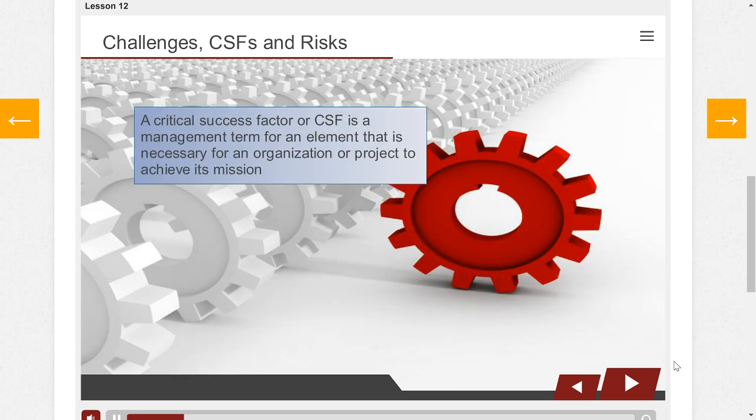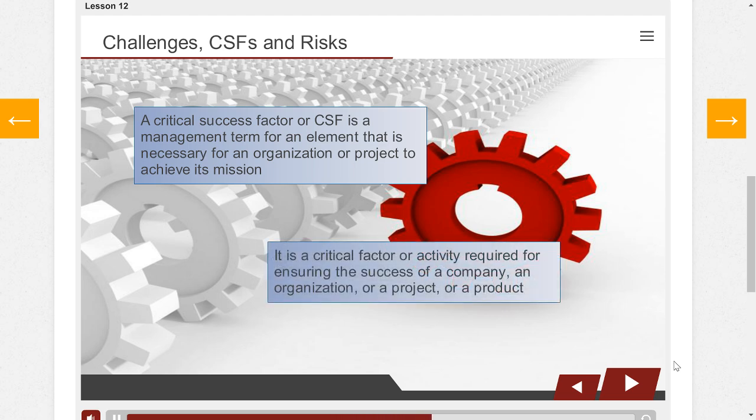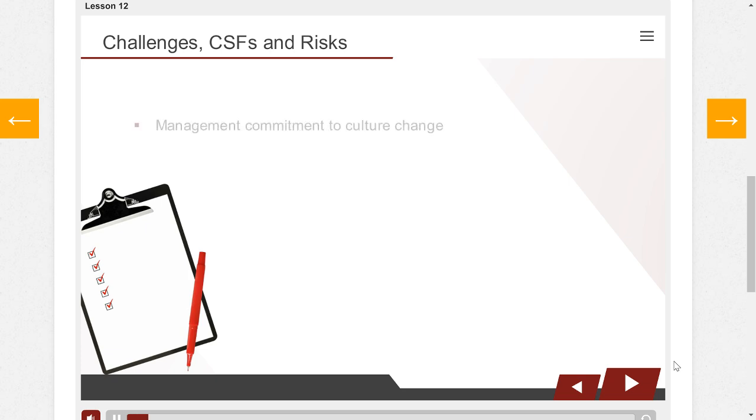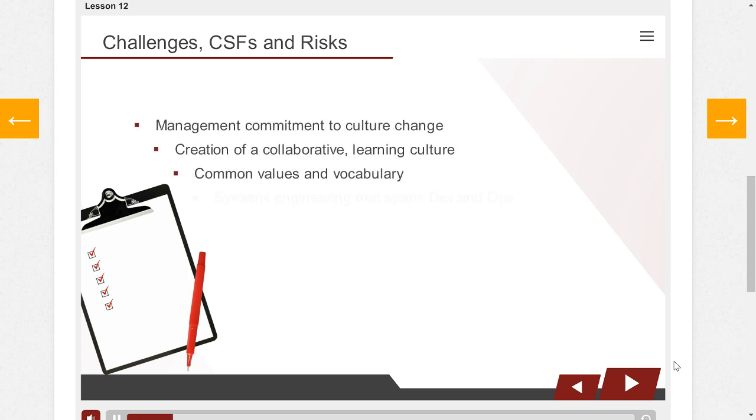A critical success factor, or CSF, is a management term for an element that is necessary for an organization or project to achieve its mission. In other words, it is a critical factor or activity required for ensuring the success of a company or an organization or a project or a product. You can see some CSFs for DevOps here.